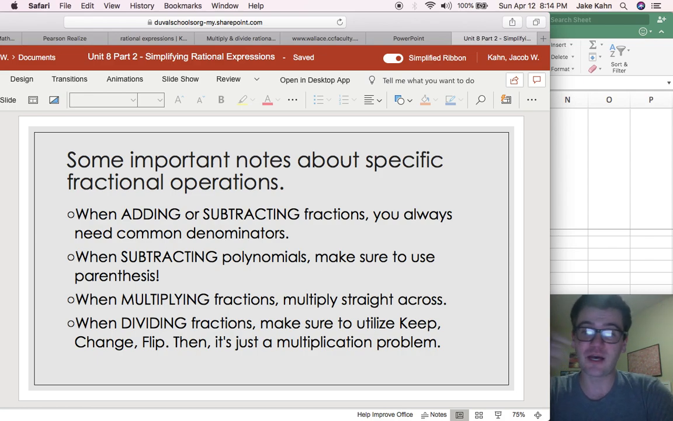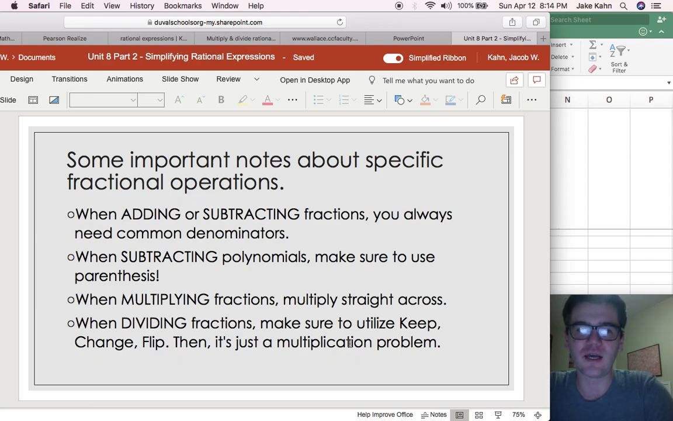When subtracting polynomials, you need to make sure you use parentheses because you don't want to forget about the second or third term applying that negative sign when you're subtracting. When multiplying fractions, you're multiplying straight across. None of that cross multiplication. That's when you have a rational or a fractional equation, like a fraction equaling a fraction. That's for cross multiplication. But today we're just dealing with expressions and simplifying them. If you got a multiplication symbol, multiply straight across.